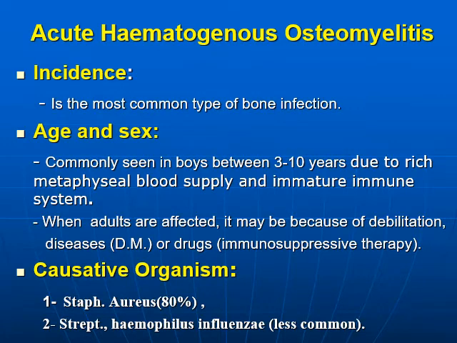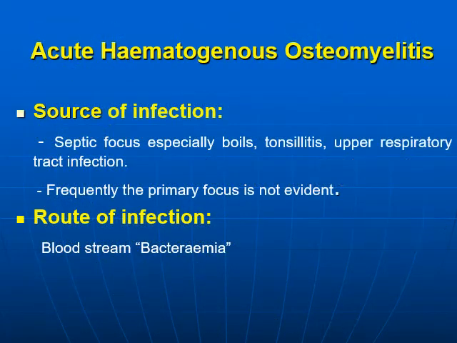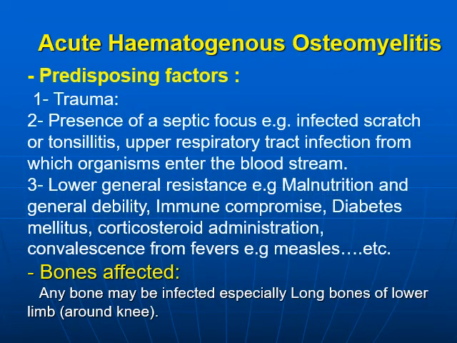He may be an elderly debilitated patient, or have diabetes mellitus, or be on certain drugs which decrease the immune system. The source of infection may not be evident, but we always search for upper respiratory tract infection, tonsillitis, or boils. Trauma is one of the predisposing factors. Also the presence of a septic focus or lower general resistance.